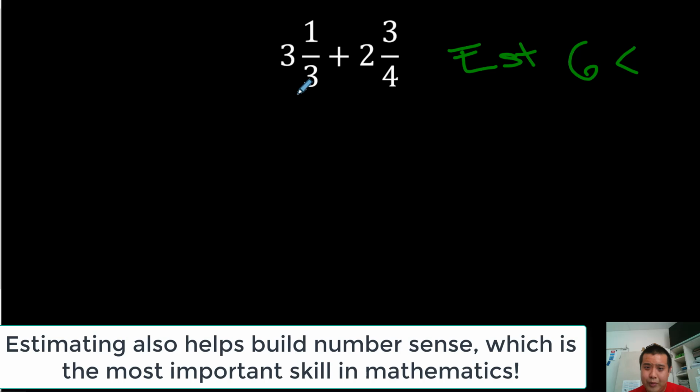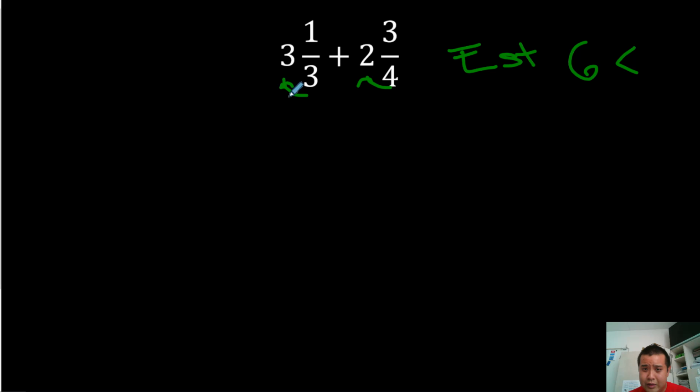Again, we're going to make this into improper fractions. Both of these fractions, actually, because they're both mixed fractions. 3 times 3 is 9. 9 plus 1 is 10, so 10 thirds plus 2 times 4 is 8. 8 plus 3 is 11, so we get 11 fourths. Now we can't go any further until we make these common denominators.